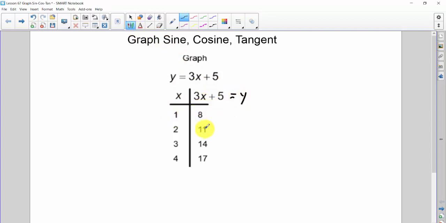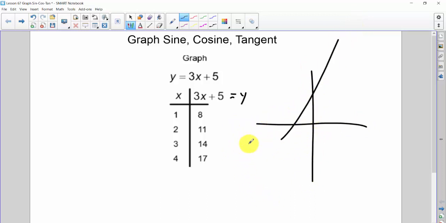So you plug 1 in, get an answer for y, 2 in, get an answer for y, 3 in, 4 in, and we end up with something that looked like this, right? After we plot all the different points. Okay? We're going to do the same thing for sine, cosine, and tangent.